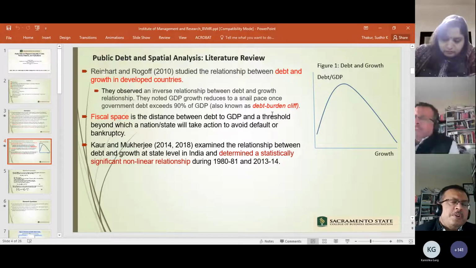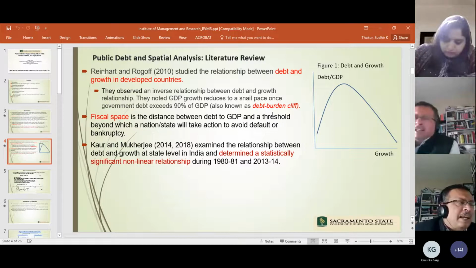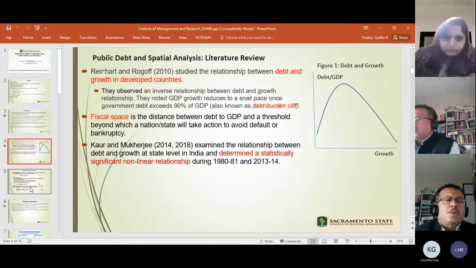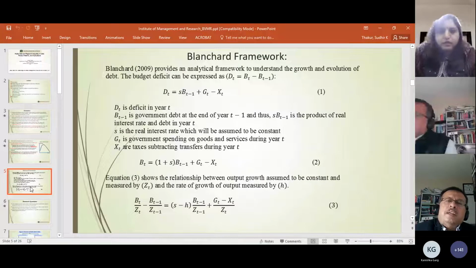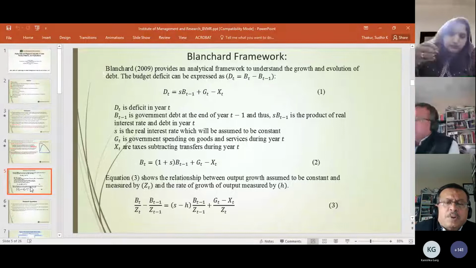Using this study, there have been studies in India as well, notably by Kaur and Mukherjee, 2014 and 2018, where they examined the relationship between debt and growth at the state level in India. And basically they determined that there is a statistically significant non-linear relationship during the period 1980-81 to 2013-14. With that background, let me present the Blanchard framework, which has motivated me.